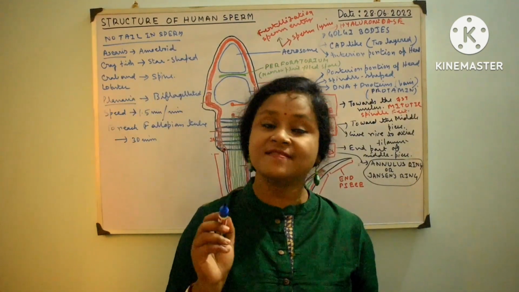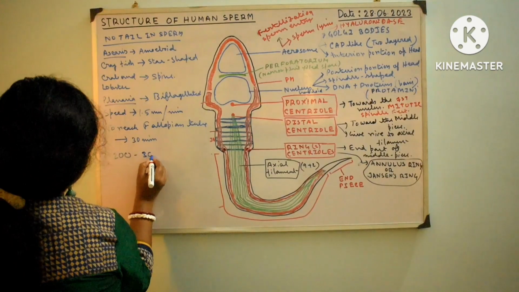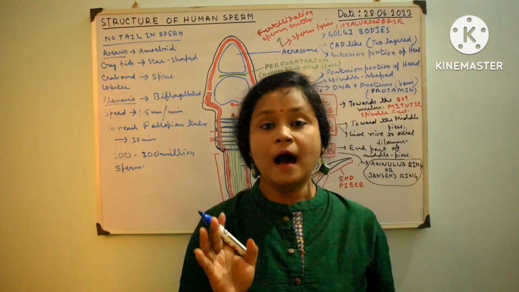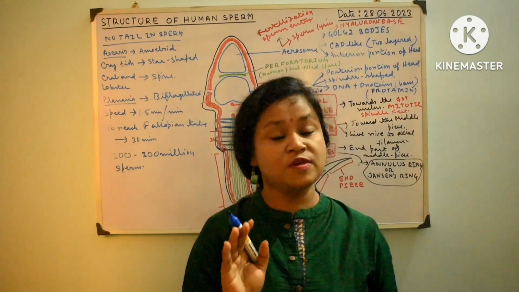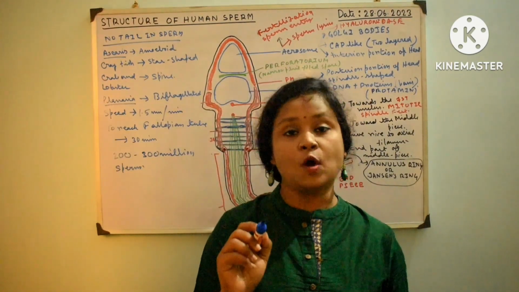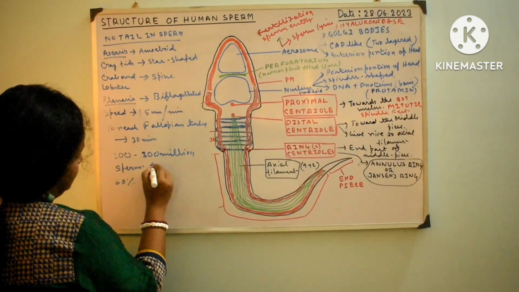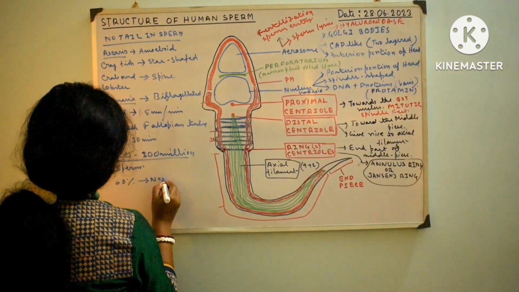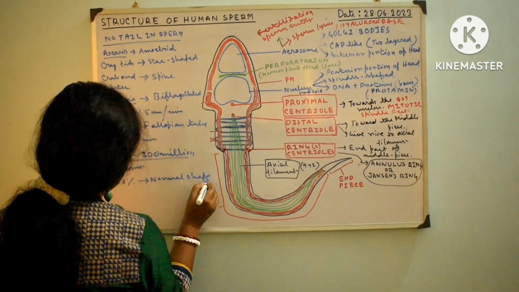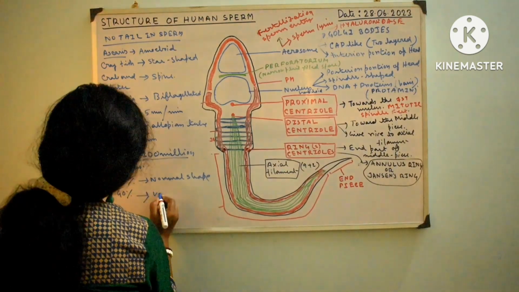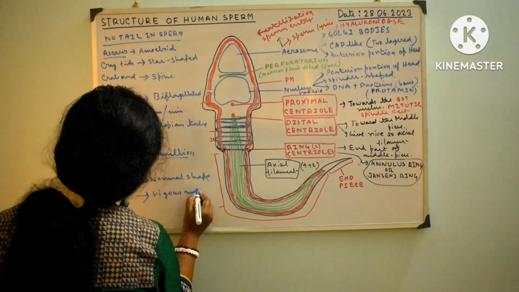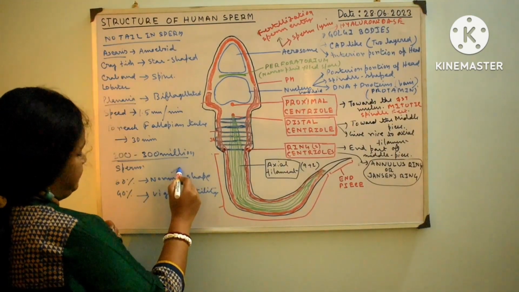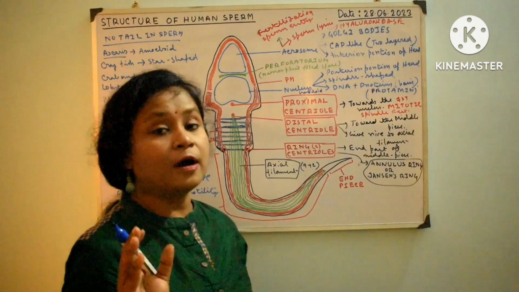Okay, the human male ejaculates 200 to 300 million sperms during a single coitus, and for normal fertility, 60% of these 200 to 300 million sperm should have normal shape and size, and 40% should have vigorous motility.